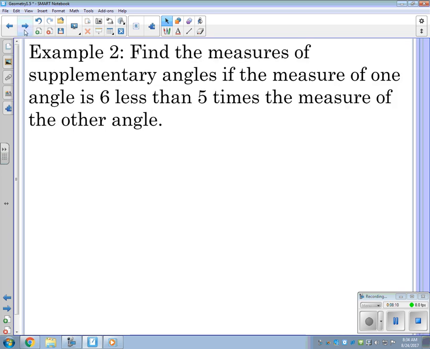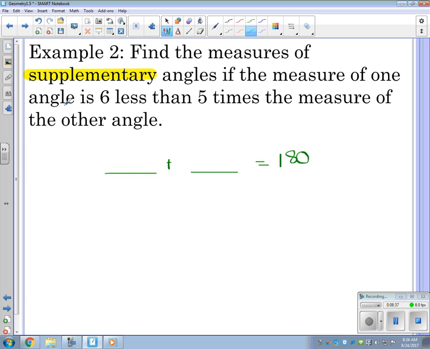So applying these, pause it at this point and write down this example. Then I'm going to get started. Find the measures of, marking some things that are important, supplementary angles. So before I read anything else, I already know this, that my angle plus my angle is going to equal 180. Because that's what supplementary means. They have a sum of 180.